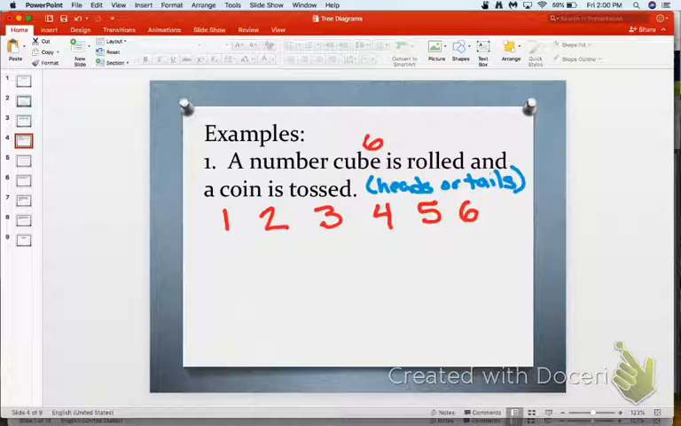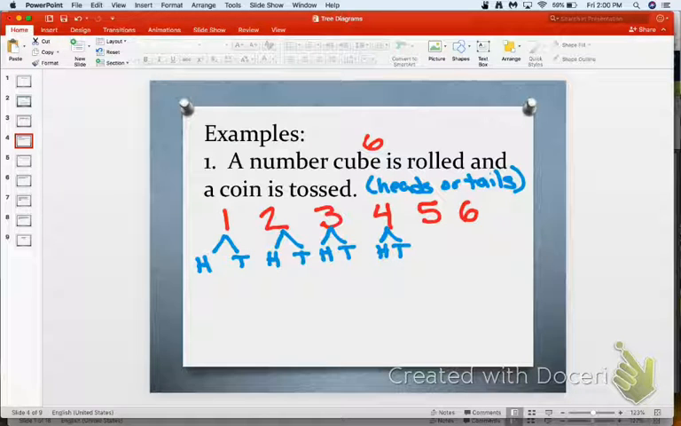Yesterday we talked about independent and dependent events. So this is an independent event. Me rolling the number cube does not change how flipping a coin happens. So I know if I get a 1, I could get a heads or a tails. And I'm going to abbreviate heads to H and tails to T. But I know if I roll a 2 and I flip the coin, again, I could get heads or tails. And that's true for each of the number cube actions: I could still get a head or a tail each time.